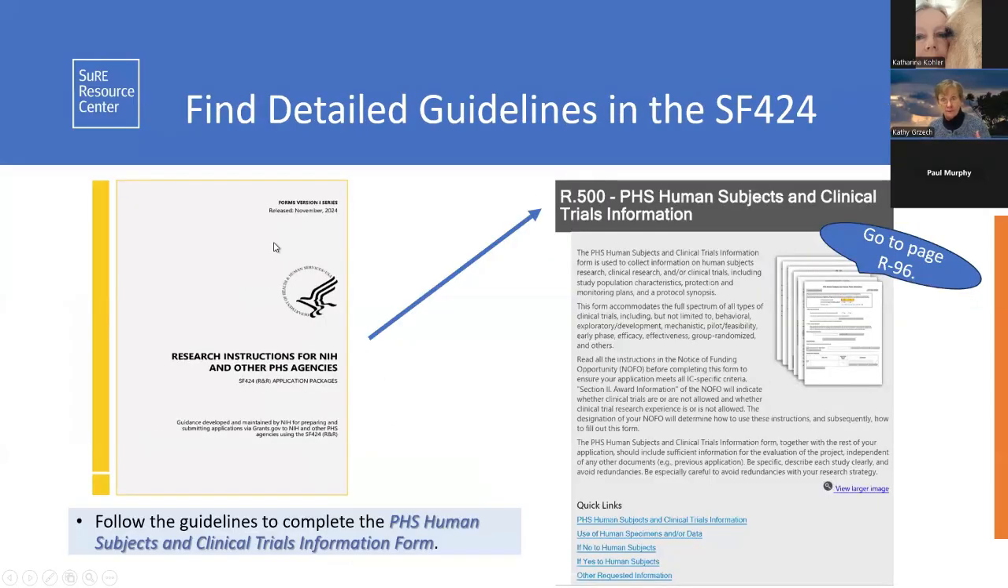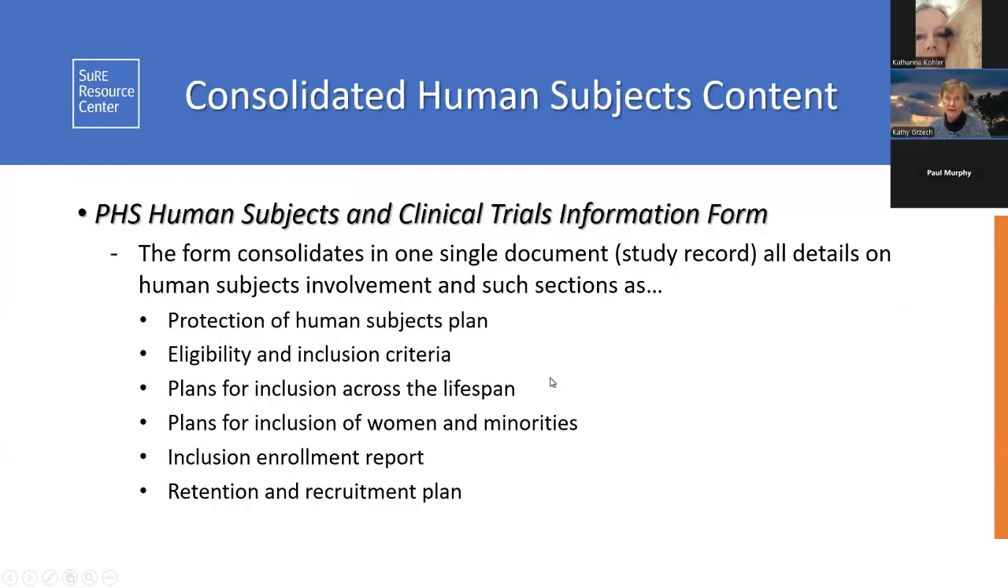Okay, the next section that is really dedicated to human subjects component is the section R.500 PHS Human Subjects and Clinical Trials Information. And you can find that starting on page R-46. This is very detailed guidance to help you work through this form. So you follow the guidelines, and essentially it's step by step how to complete the human subjects and clinical trial information form, which is a separate attachment in your electronic application package.